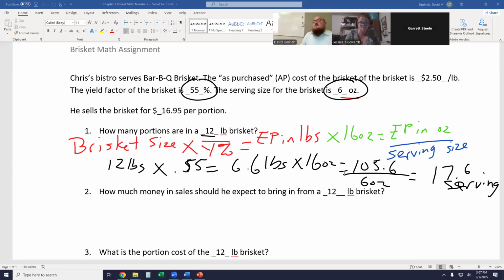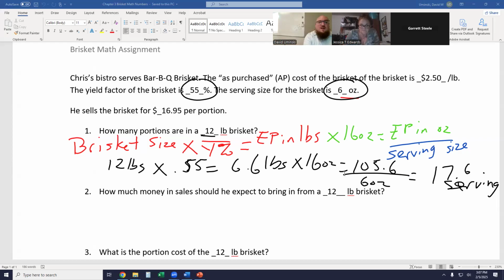You can choose whether you want to keep it at 17.6 or bump it down to 17. Can we bump it up to 18? Why? It's not a complete serving. So it's either got to be 17 or 17.6. Chances of you only cooking one brisket is pretty small. If you cook 2 briskets, that 0.6 and 0.6 will add together to make 1.2, so 1 extra serving. So you decide whether you want to keep it at 17.6 or keep it at 17.